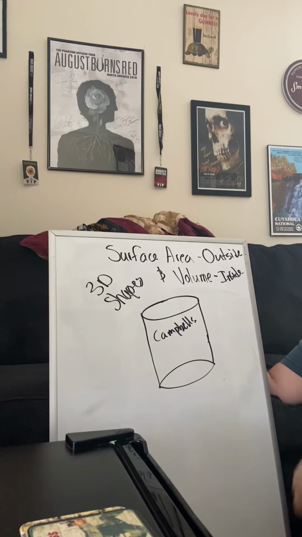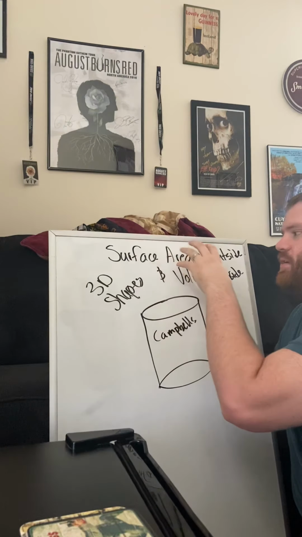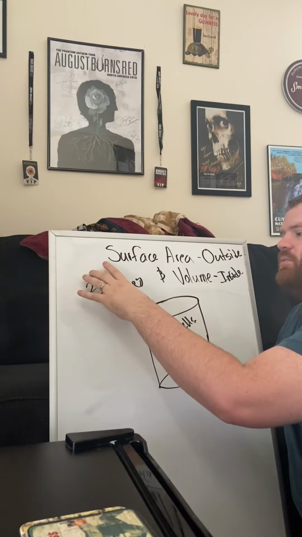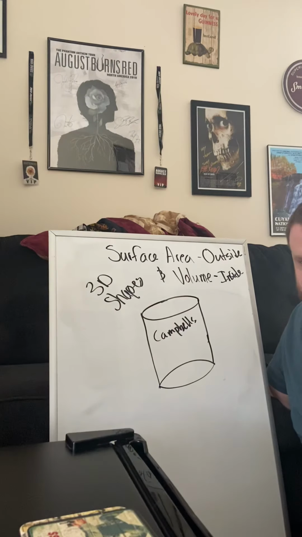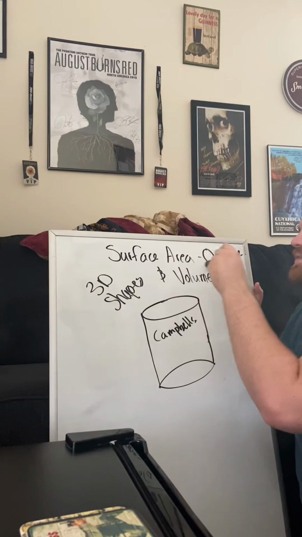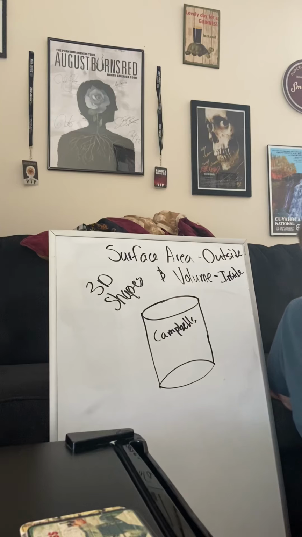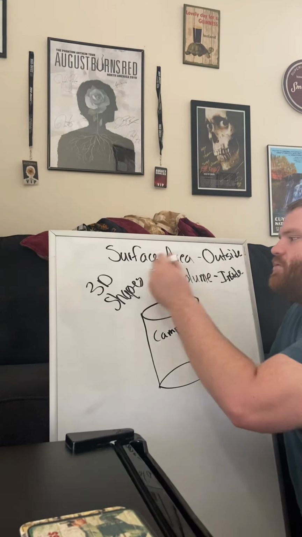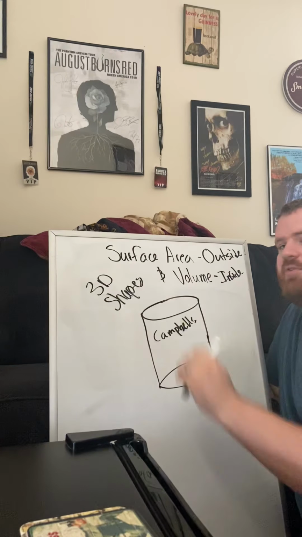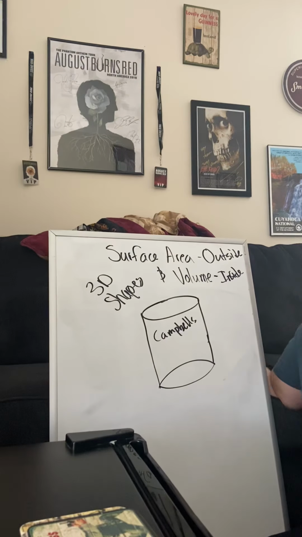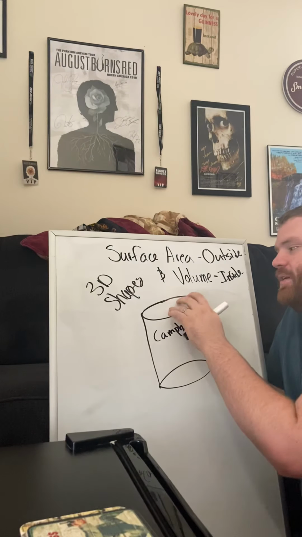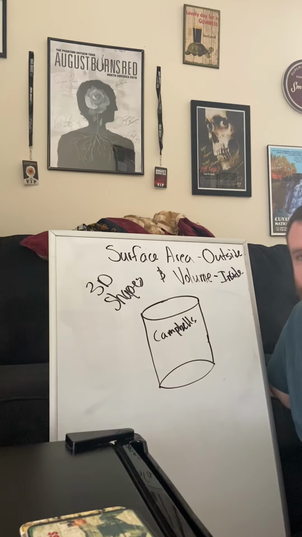So this is just an introduction to these two concepts in regards to three-dimensional shapes. Remember, surface area is the measurement of the outside of a figure. Volume is the inside of it. And these two concepts are only with three-dimensional shapes. In the next few videos, we're going to go into the nitty-gritty on how to solve and figure out surface area and volume of different shapes.